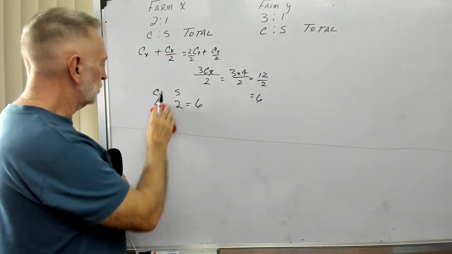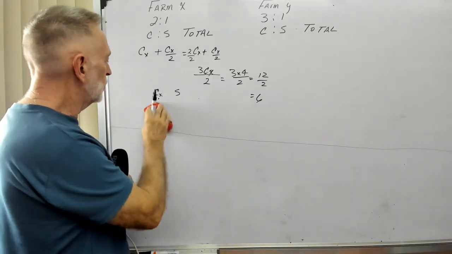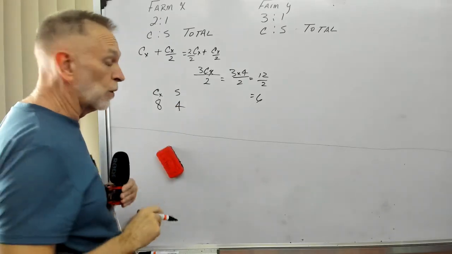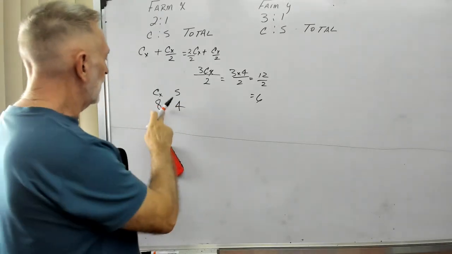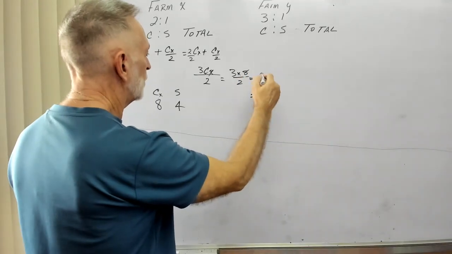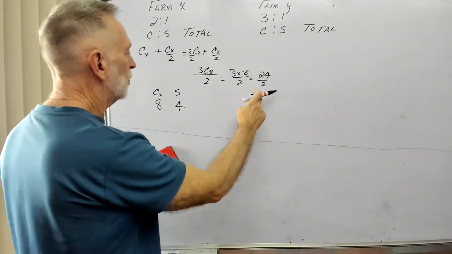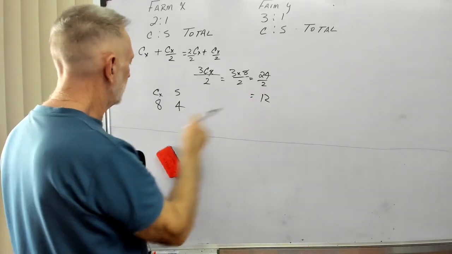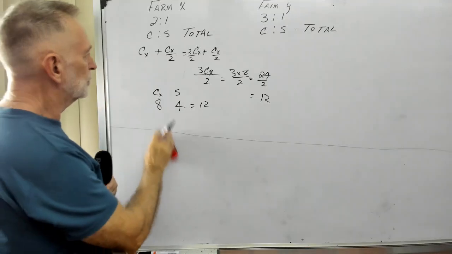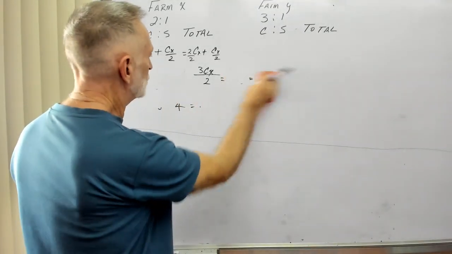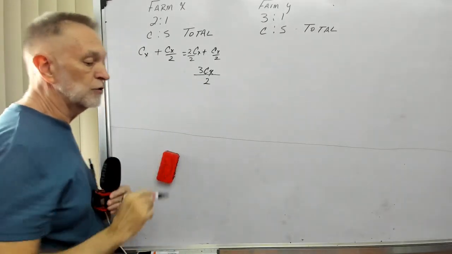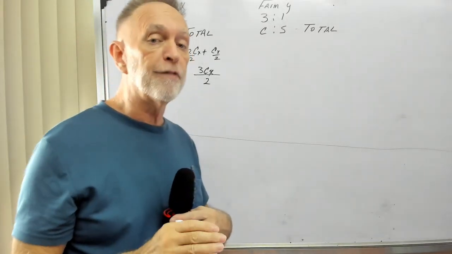Well, that one works. What if this were 8? I have 8 cows, which means I have 4 sheep. So now 3 times 8 is 24. 24 divided by 2 is 12. 8 plus 4, 12. Okay, so it seems as though our 3 cows on X divided by 2 represents the total animals that are on Farm X.